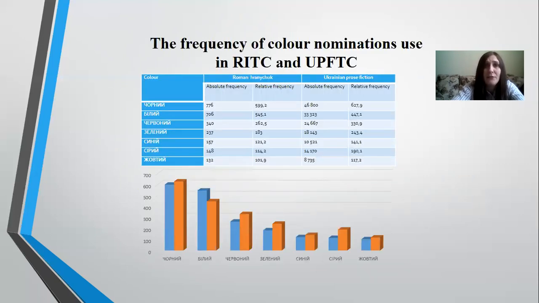In this slide, the frequencies of color nomination in Roman Ivanychuk's text corpus and the Ukrainian prose fiction text corpus are taken into consideration and are manifested in the table and in the figure. The empirical t-value of frequency of color nomination in the two corpora is 2.6, which means this value is in the zone of indeterminacy and cannot be a marker of idiolect.